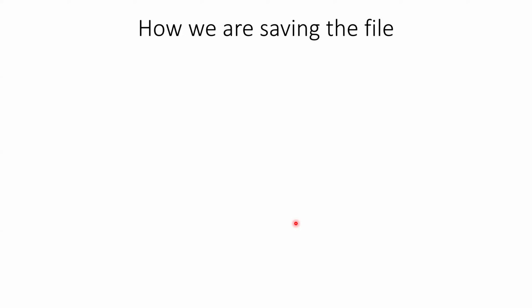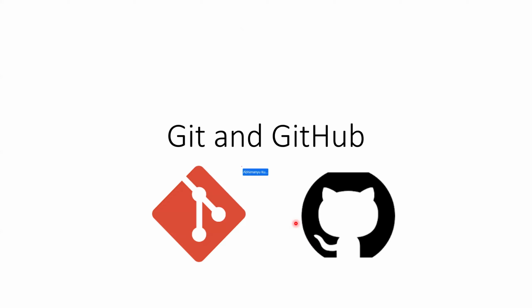So, how are we saving the file? Suppose I'm working, or any one of you is working, on a particular file. Suppose I have created one single project. That project could be anything.